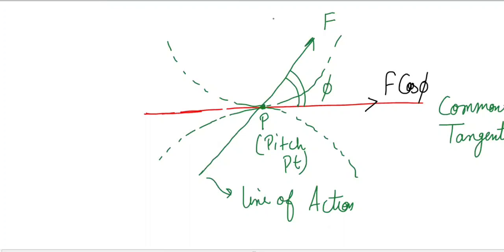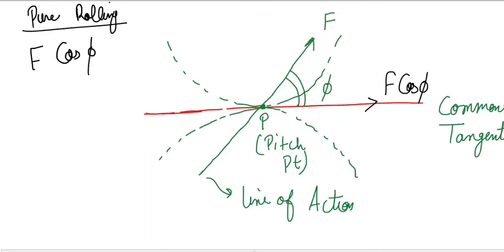So we cannot increase phi, because F cos phi is responsible, na? F cos phi is responsible for pure rolling, and if pure rolling is there, then we can call the body a gear. Otherwise, omega 1 by omega 2 is not constant, and there will not be accuracy. So the application of gear becomes useless.